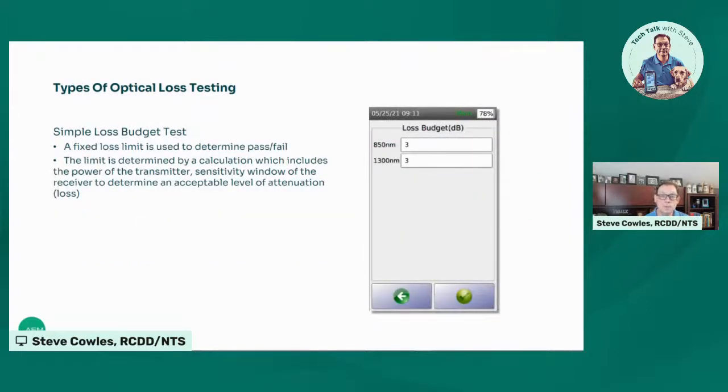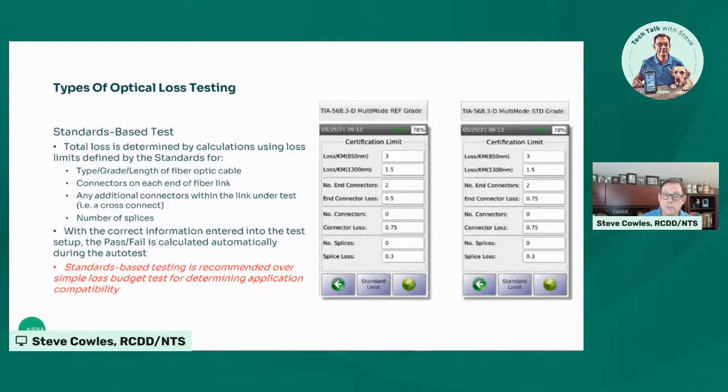So I mentioned two types of loss testing. There's the loss budget test, just a simple loss budget test. And again, that takes that transmitter power, the receiver sensitivity range, and it gives you a number that if it's too much loss, if it exceeds that number, you're not going to see it at the other end. And that's called a loss budget. And you can set that loss budget test up for whatever number you need and then just run that test. And that's just a simple loss budget. Then we look at standards-based testing.